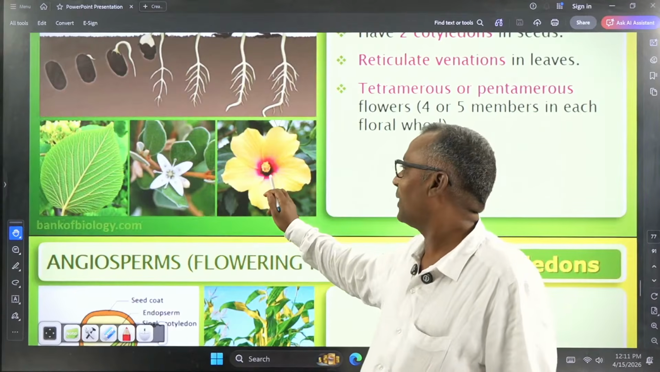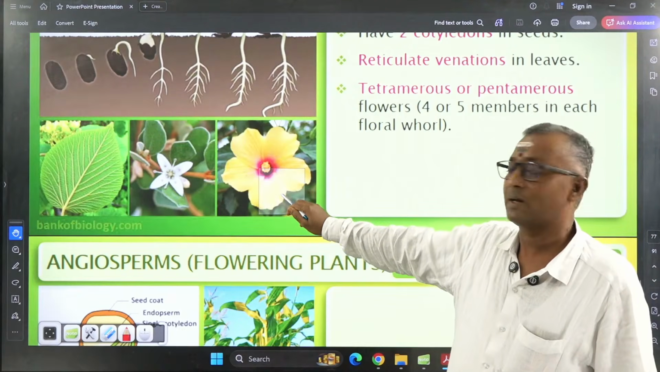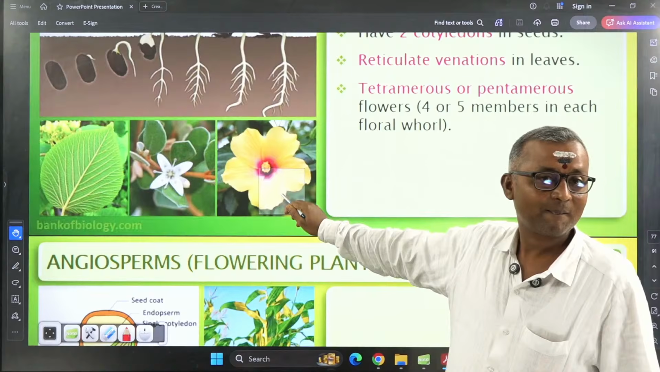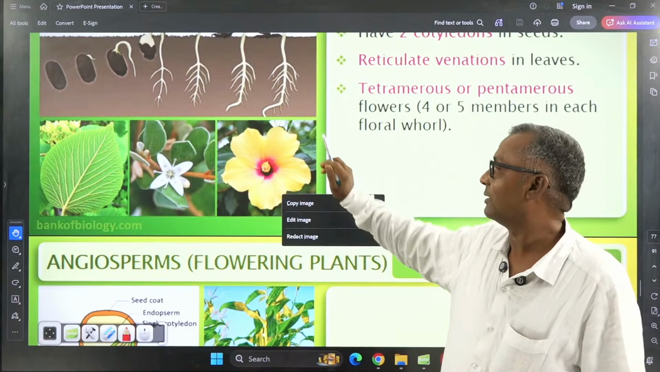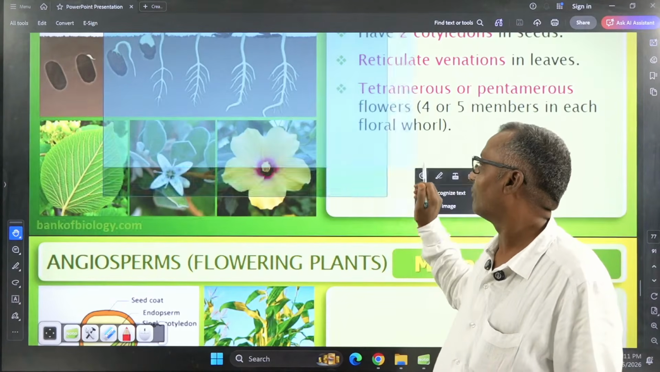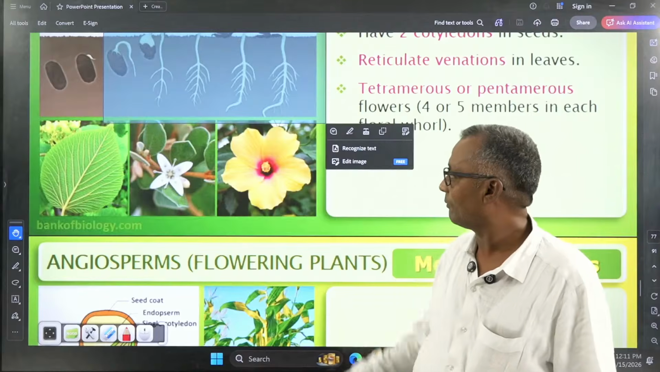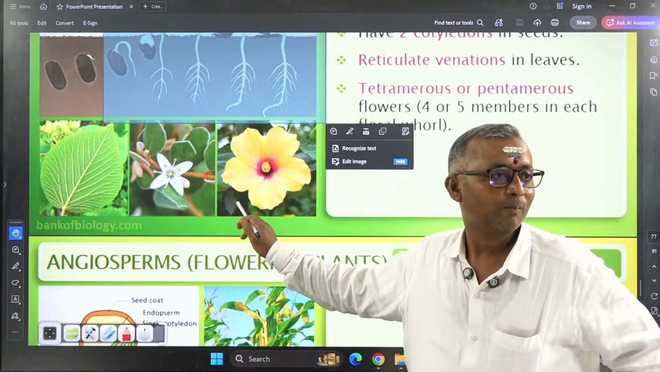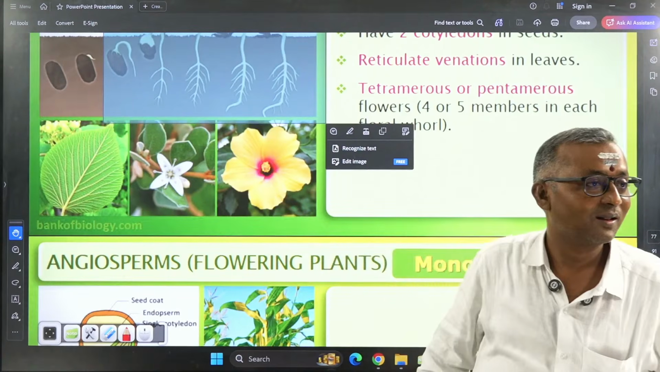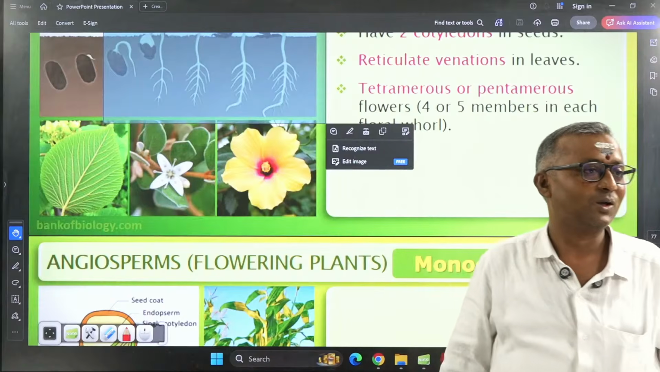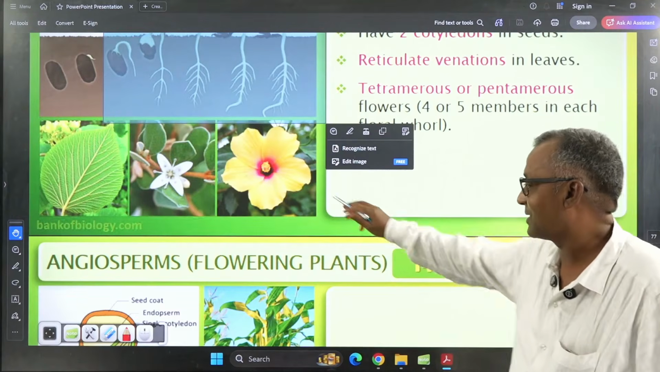What is this plant? Can you name this plant, the one which I am marking here? Can you tell me the name of this plant? I am waiting for your reply. Let me see how many of you are aware about this diagram. Yes, you are right. Many of them are aware about this. It is hibiscus, China rose.